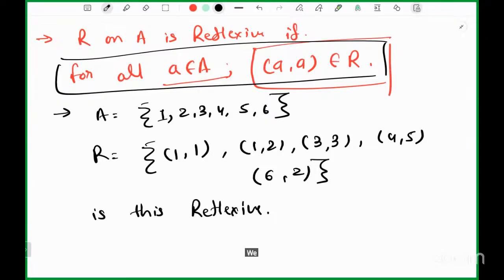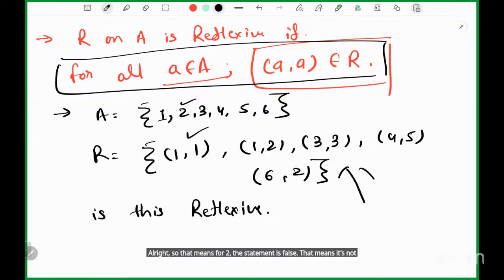We have (1, 1), (1, 2), (3, 3). Yeah, we have (1, 1). We don't have (2, 2), right? We don't have (2, 2). So that means for 2, the statement is false. So that means it's not a reflexive relation.